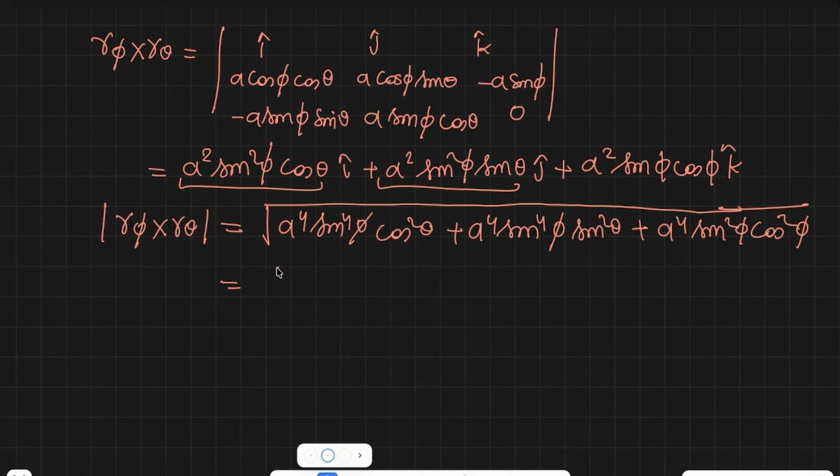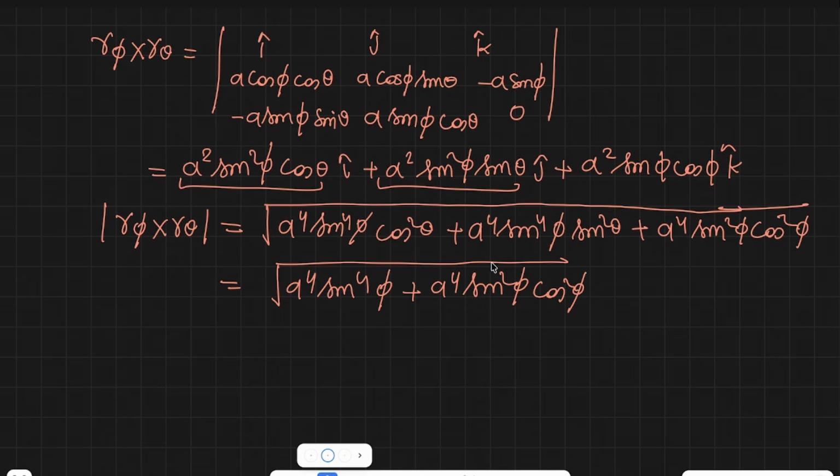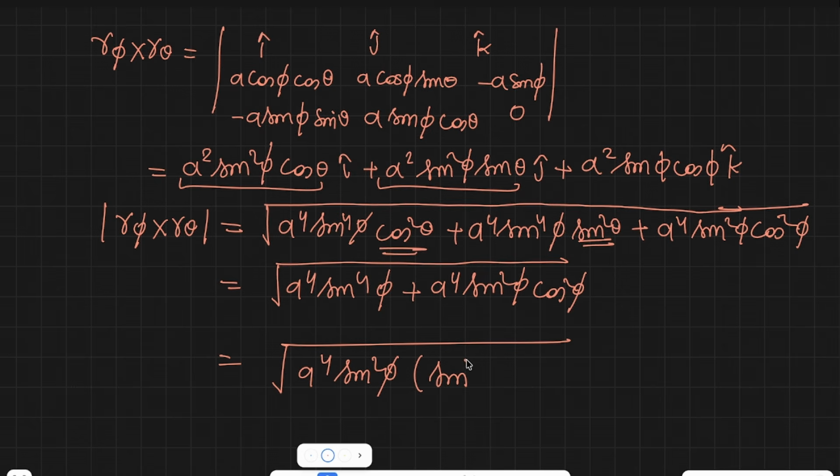Okay, so from here I can take common. Cos square theta, sin square theta taken common, that will be 1. So again it is a power 4 sine power 4 phi plus 1, and it is a power 4 sine square phi cos square phi, because this and this term get common. Then a power 4 outside, this is sine square phi, and again from here I can take sine square phi plus cos square phi common, that is again going to be 1, and this will be a square sine phi. So now it is a square sine phi in this magnitude.